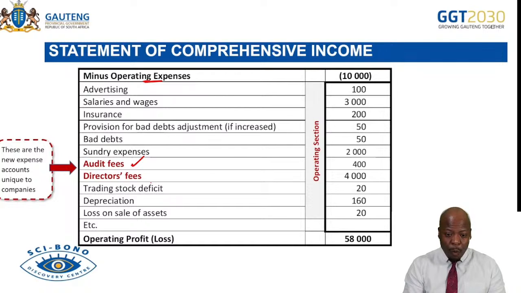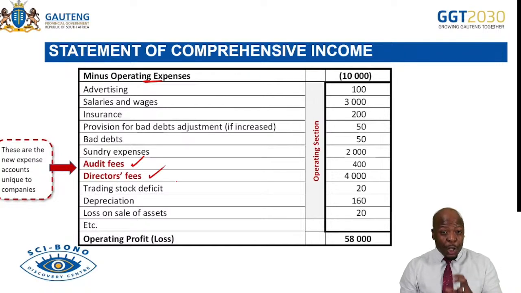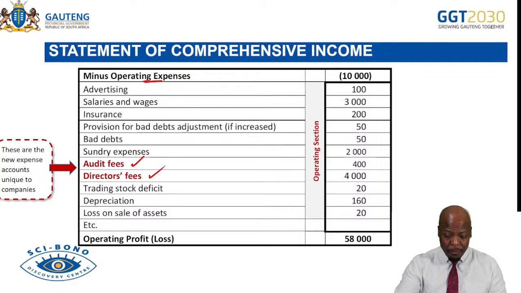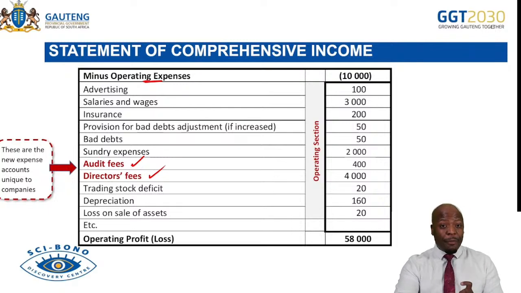And we also have what is known as directors' fees. Remember, we have people that are appointed by shareholders to do the day-to-day running of the business. And these are called directors. And their fees must be shown separately as directors' fees. So these are the new concepts or the new items that you will find in the statement of comprehensive income for this year. I'm going to show you one more, which is new as well.